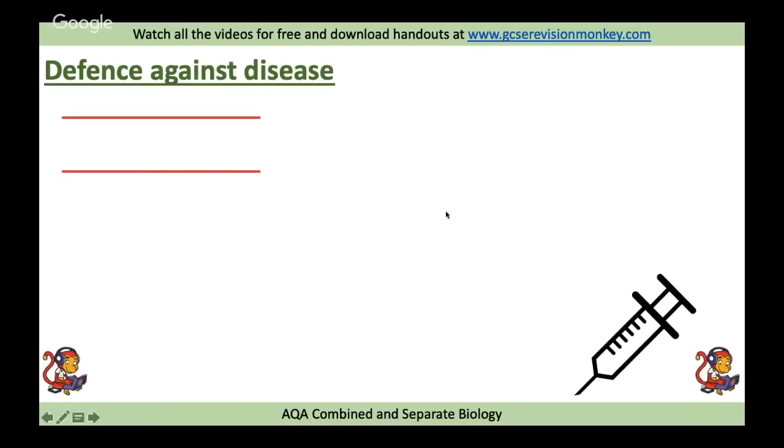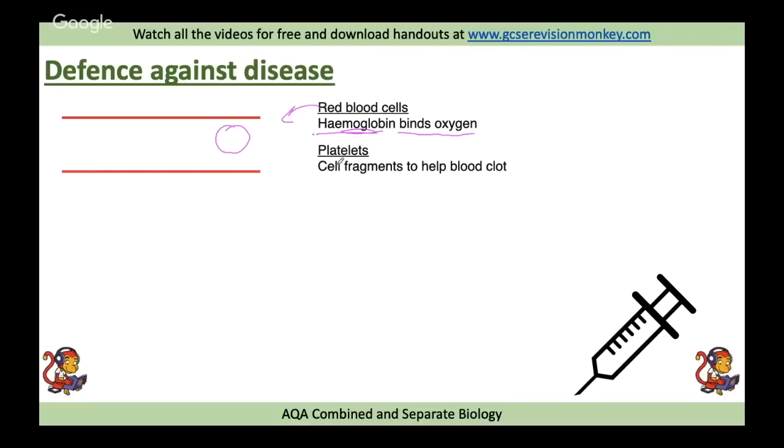Moving on, defense against disease. The blood contains several things. It contains red blood cells, and they have no nucleus because they just need to bind oxygen. Okay, that's all they need to do. And their red pigment is called hemoglobin. Platelets. Cell fragments help the blood clot. Okay, so the cell fragments in there help the blood to clot.